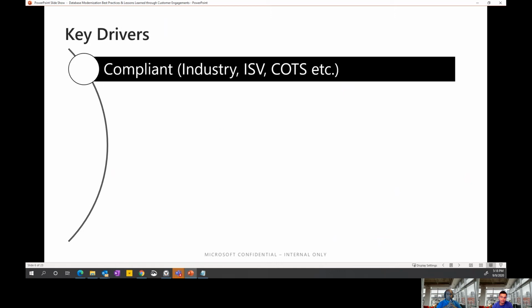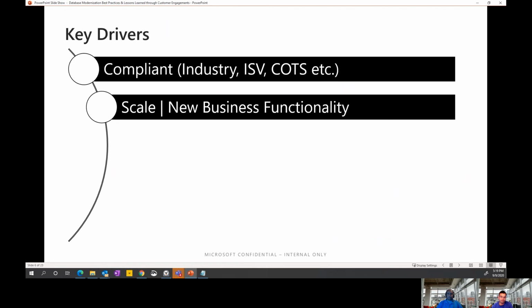So, compliance. Staying compliant, let's say PCI compliant, HIPAA compliant, or SOC compliant workloads, which are running on end of support products and need to stay compliant with in-support, in-market products. That's one of the key drivers for customers and partners to trigger a modernization work stream. And this applies to industry players, ISV players, and commercial off-the-shelf product providers. That triggers the modernization opportunity.